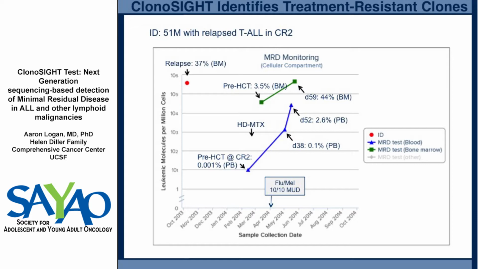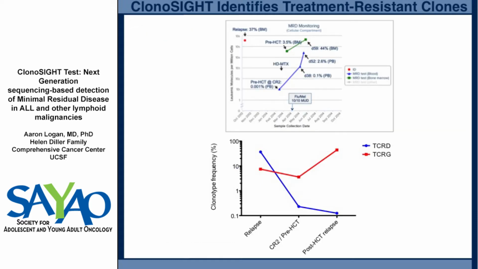But what's very interesting about this case is if you look at the clones that were detected by ClonoSIGHT at the time of his relapse, and then when he relapsed after transplant, you'll see that they're different. And so when he relapsed here with roughly 40% disease burden, almost all of those were a TCR delta clone. There was a subclone that carried a TCR gamma rearrangement. And you'll see that after our achievement of CR2, the TCR delta clone has been debulked by more than 2 logs, but the TCR gamma clone really hasn't changed. And this is the clone that ultimately leads to his rapid relapse after transplant.